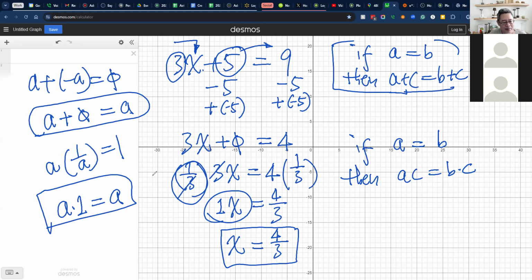And those properties, we're going to use them over and over to solve different kinds of algebraic problems. Okay, are we good here? So make sure you understand how the properties get used.